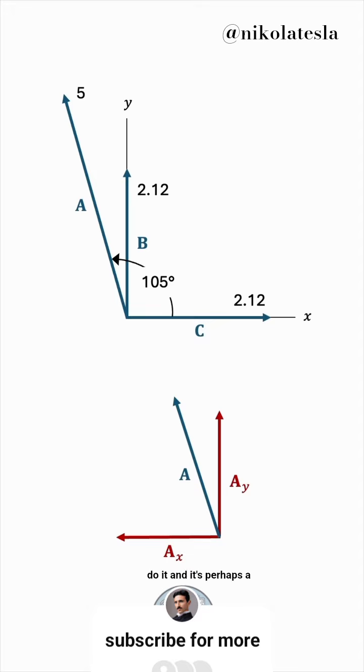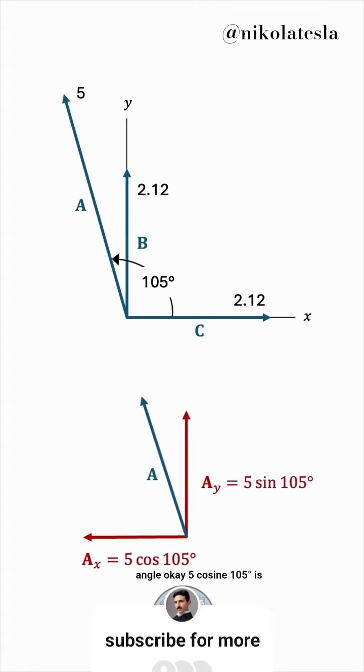to do it, and it's perhaps a memorized pattern, is if the angle is with the x-axis, then the x component will take the cosine. If the angle is with the y-axis, then the y component will take the cosine. In this case, the 105 degrees is with the x-axis. So it is the x component that will be 5 cosine the angle. The y component will be 5 sine the angle.